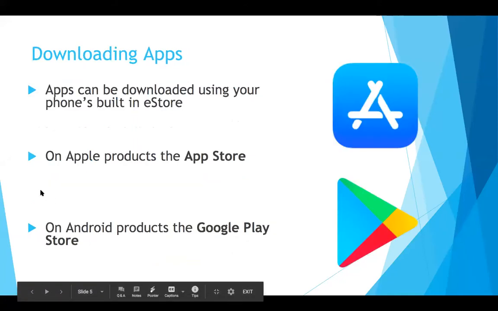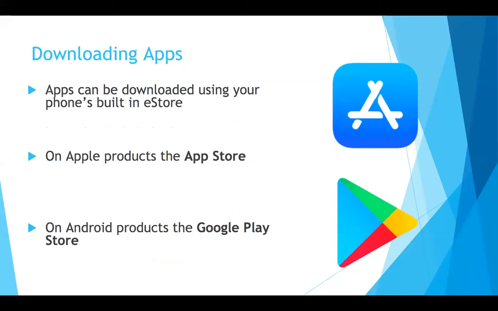So downloading apps on your phone is very easy. So your apps can be downloaded using your phone's already pre-installed e-store. So this varies based on what type of device you have. So on Apple products, it's called the App Store. And on Android products, it's called the Google Play Store. The App Store looks somewhat like the blue icon to the right with the A. And then the Google Play Store is basically an arrow with 4 different colors in it.